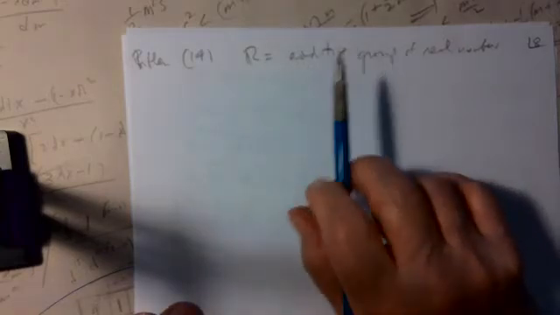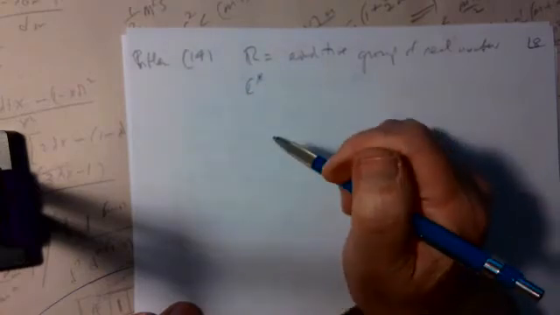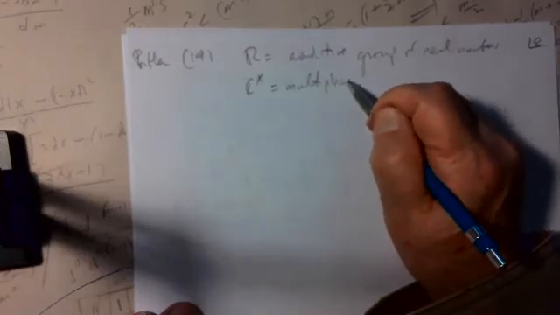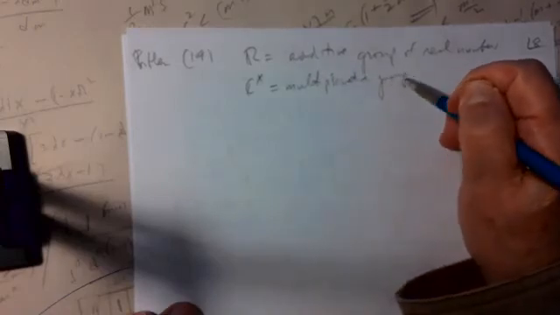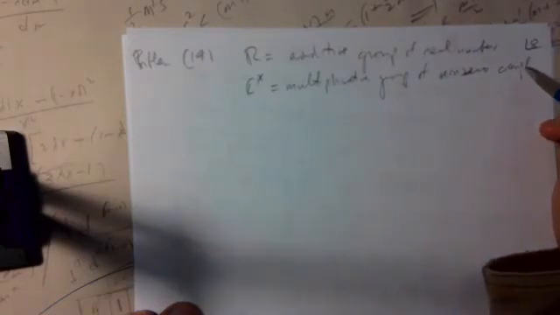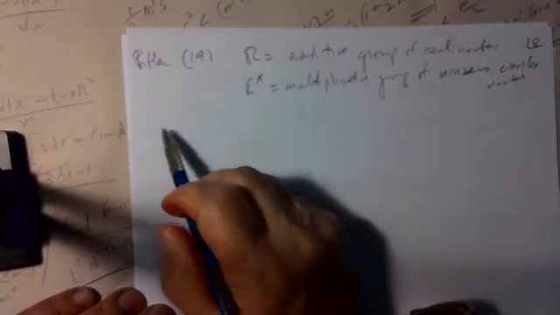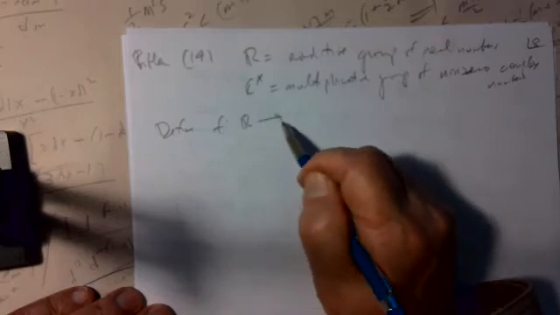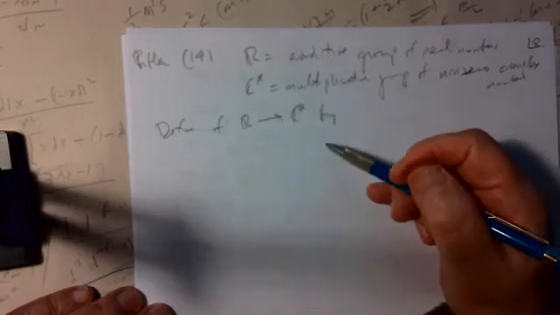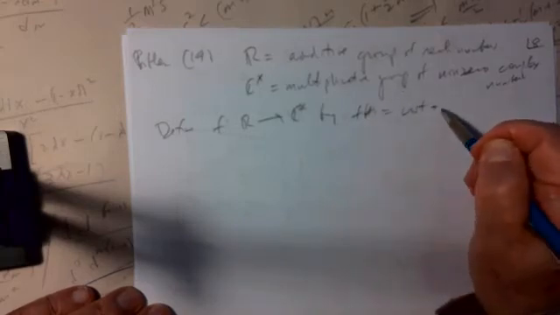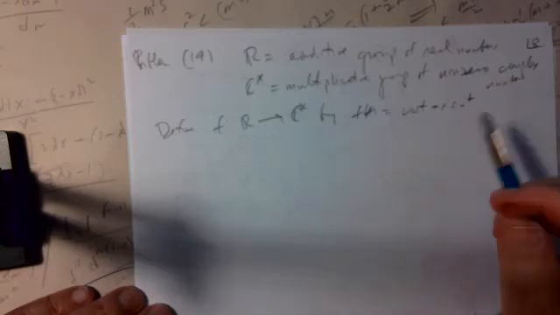So R is the additive group of real numbers, and C star is the multiplicative group of non-zero complex numbers. And define a function f from R to C star by f of t equals cosine t plus i sine t.